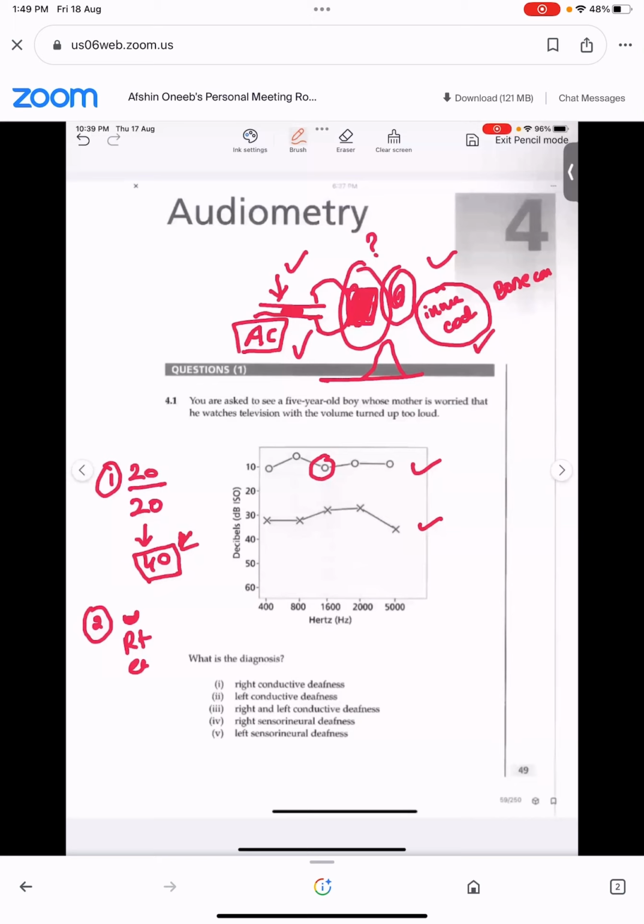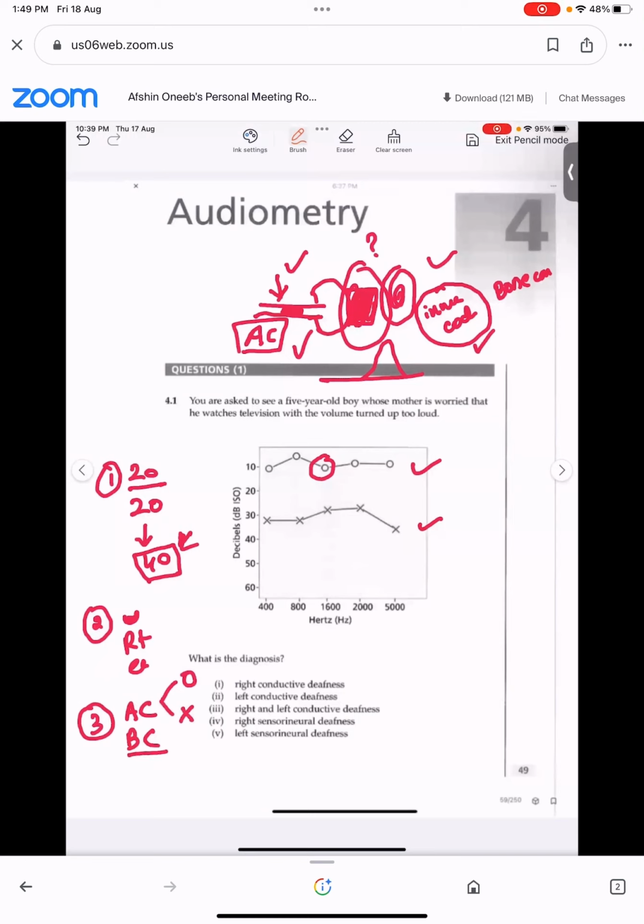Okay. The third step is: is it an air conduction loss or is it a bone conduction problem? So how are we going to assess the air conduction of the right ear? For the air conduction of the right ear, the sign is a circle. For the air conduction of the left ear, the sign is a cross.